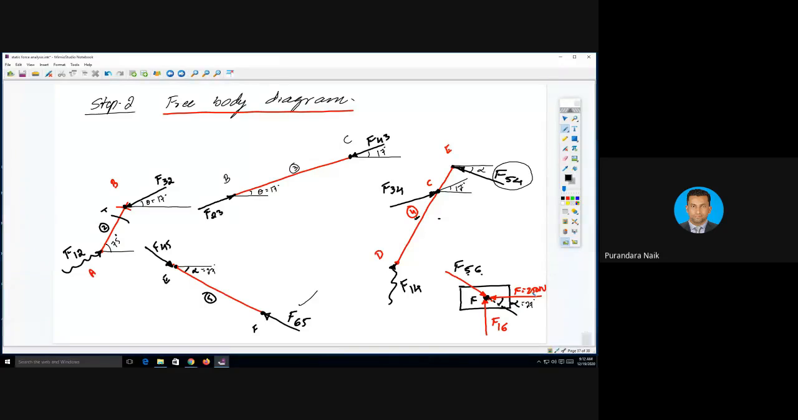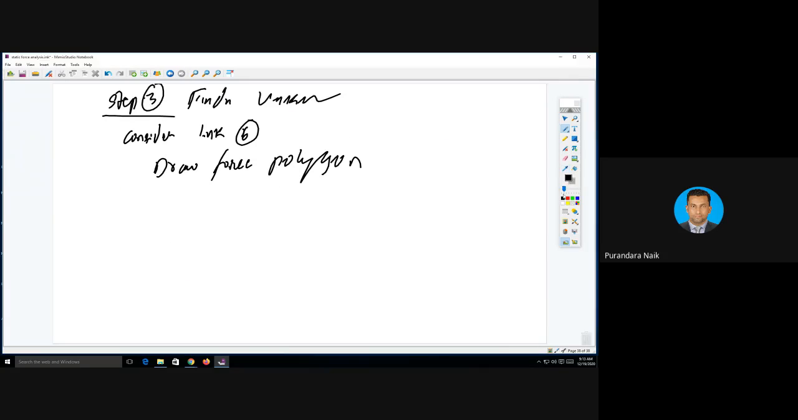Okay, so next, how to solve the problem? You cannot select link number 2, it has unknown forces. Link 3 also has unknown forces. Link 4 is also unknown, all three forces. Link 5 also has unknown forces. Come to link number 6. Link 6 is a three-force member, but one force is known and two are known in direction but unknown in magnitude. You can do it, right? Consider finding the unknowns.